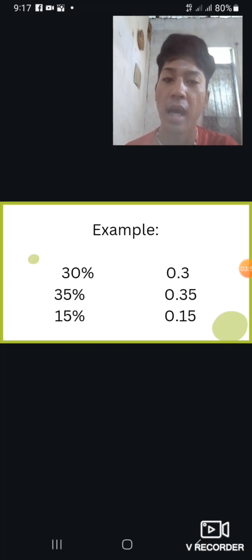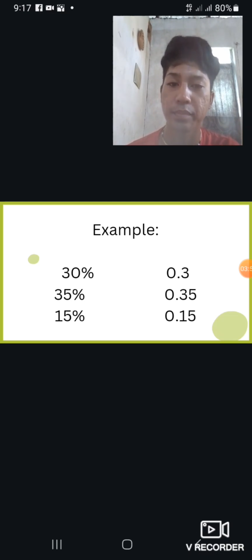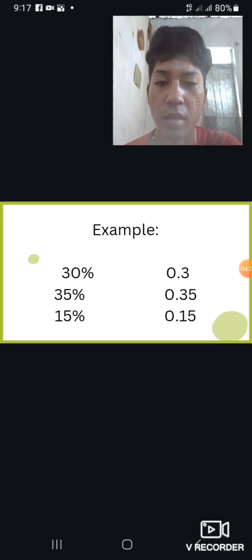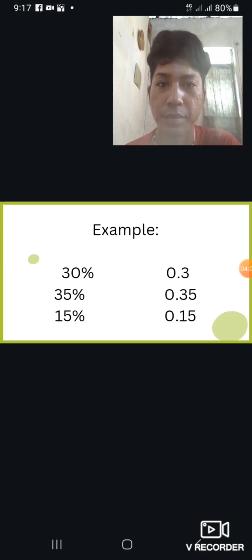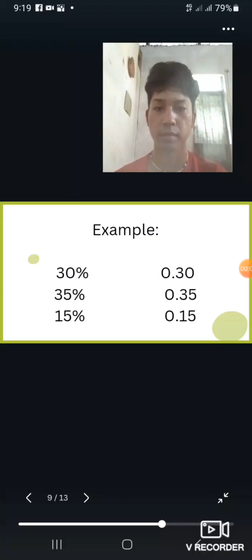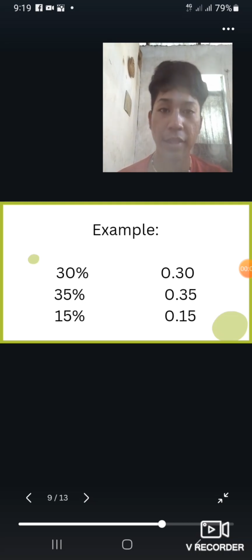30%, we have 0.3. So if we divide, 30% is equivalent to 0.30. If we are going to divide 30 by 100, 30 divided by 100, that is 0.30.